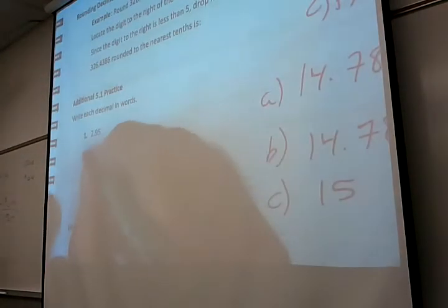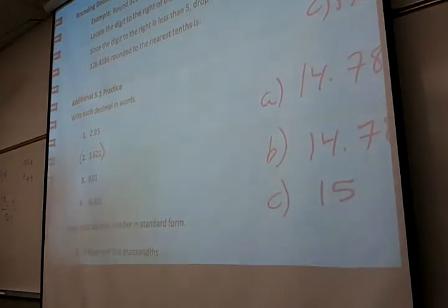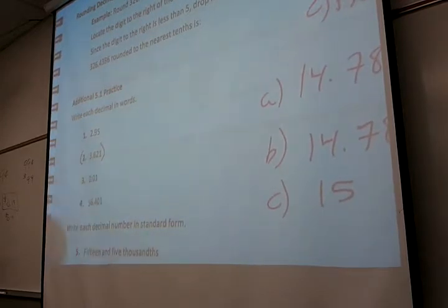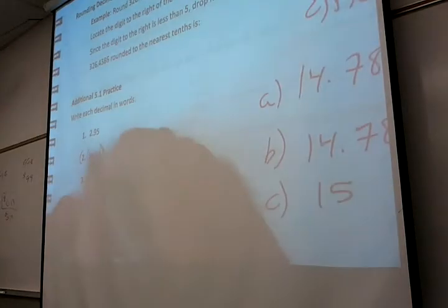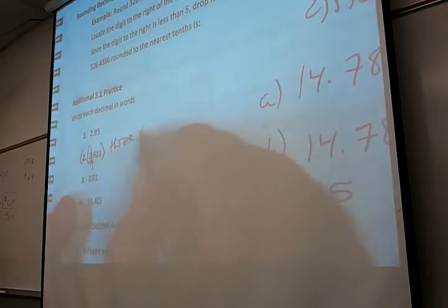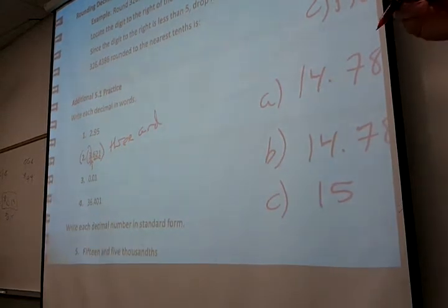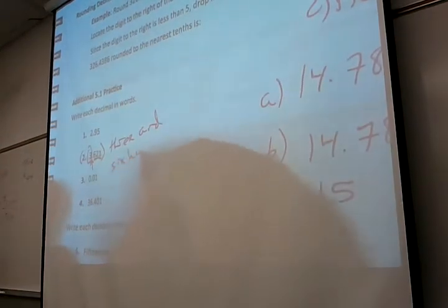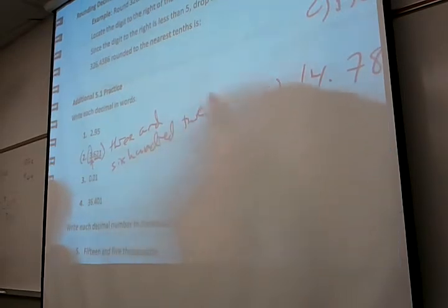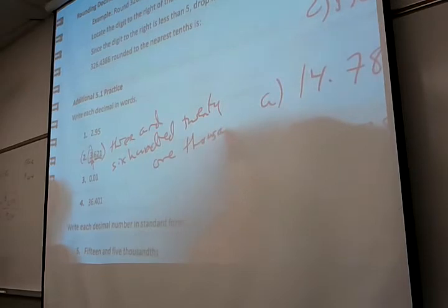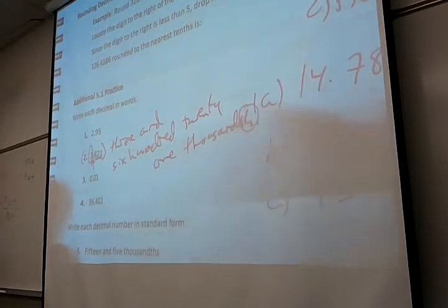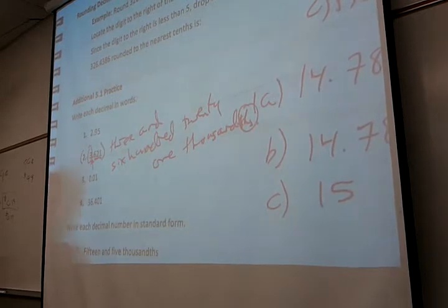So real quick, number 2, how would you say this? Now, I always get a smart aleck when I say, how do you say this in English? And I say, 3.621. How would you write this out in full words? 3 and. Yeah, good. So 3, the decimal is and. Now, what place is this whole number, the 621, in? Thousands, right? It's tenths, hundredths, thousandths. So 3 and 600 21 thousandths. Put the THS in there. 3 and 621 thousandths. Cool.